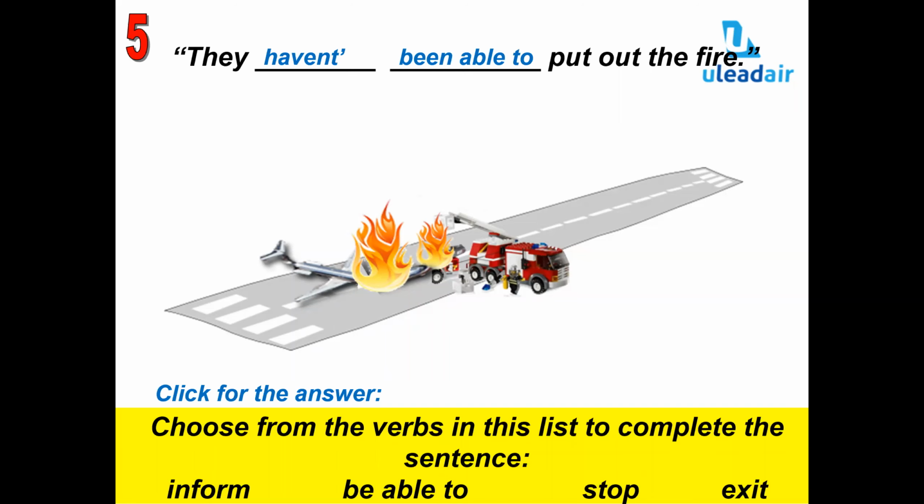Sometimes that's the problem with this. They haven't been able to put out the fire sounds like, well, they're working on it, and they're still working on it. It's still going. But if they can't put out the fire, it's like, okay, what does that mean? They're giving up? Are they just going to let it burn out? They've tried everything and they can't put out the fire.